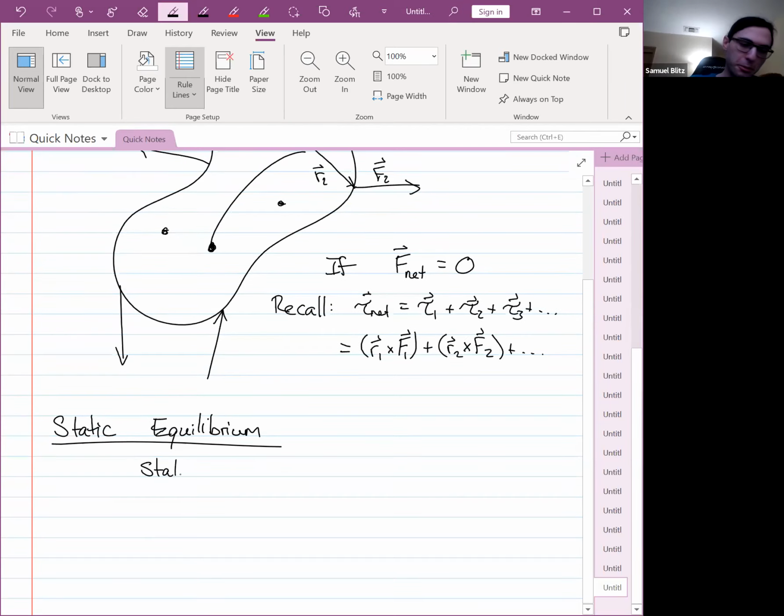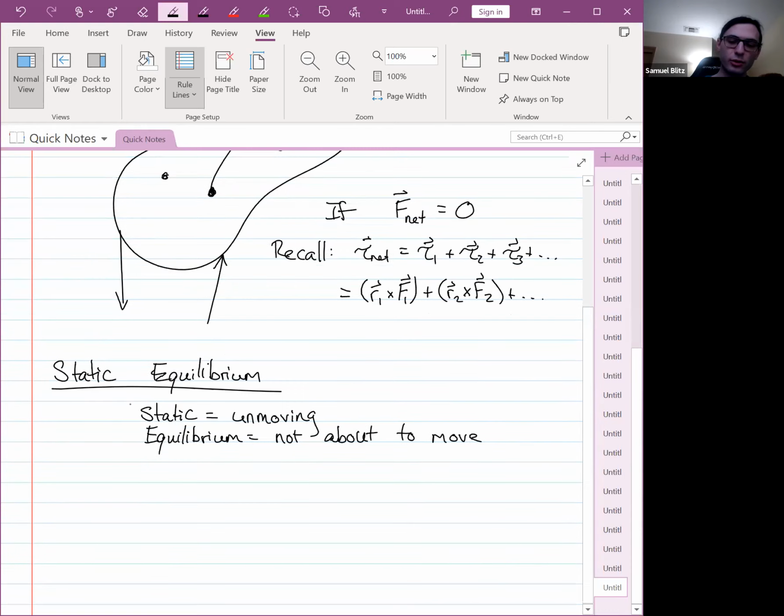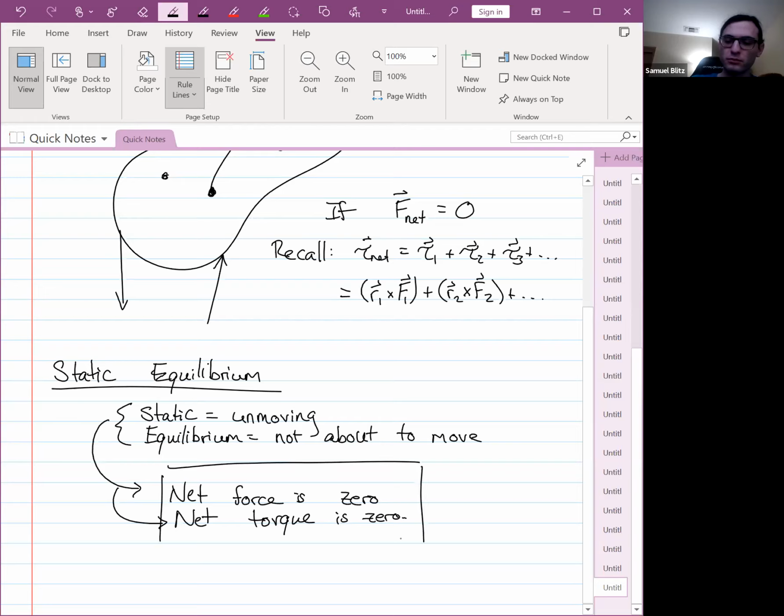Static means unmoving. Equilibrium means not about to move. So the end result of these two definitions is that static equilibrium implies two things. It implies that the net force is 0, and it implies that the net torque is 0. If something is in static equilibrium, then both of these criteria must hold. This is what it means for a body to be in static equilibrium.